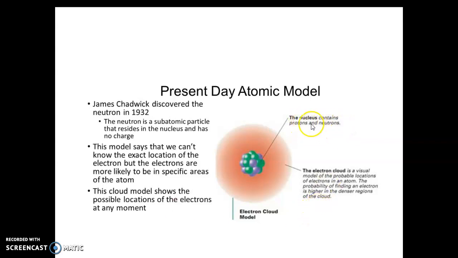Okay, the nucleus contains protons and neutrons. The electron cloud is a visible model of the probable location of electrons in an atom. The probability of finding an electron is higher in the denser regions of the cloud, where it's darker.